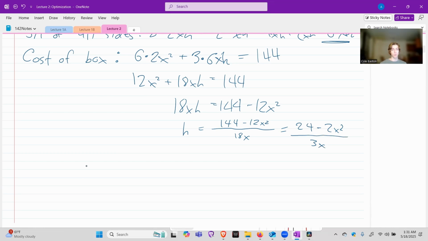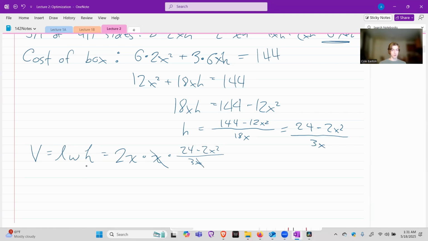So now let's figure out what we're trying to maximize. And so that is our volume. Volume is length times width times height. And so that's 2x, that's our length, times x, that's our width, times (24 minus 2x squared) over 3x, that's our height. And we can cancel a little bit to make this simpler since we have an x over here, right? Anything that's not in the denominator is essentially in the numerator. So we can cancel that out with this x in the bottom.